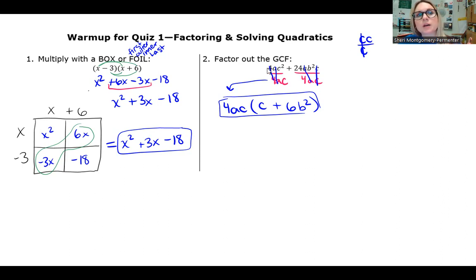So, for this one, 4 divided by 4 is 1. A divided by A is 1. C squared means I have 2 C's on top and 1 on bottom. So 1 matches up, I'm left with 1 C. So that's how I get the C here.